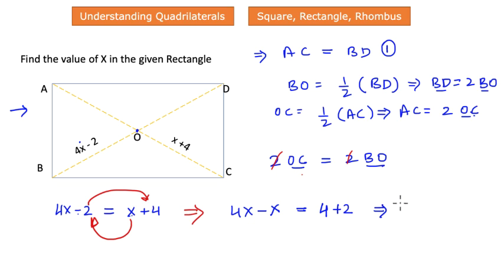That gives you 3x is equal to 6, or in other words, x is equal to 2. When I put x equal to 2, I get 4 times 2 minus 2, which is 6. So this line segment is 6 and this will also be 6. With that, let us now take one more problem related to a rhombus.